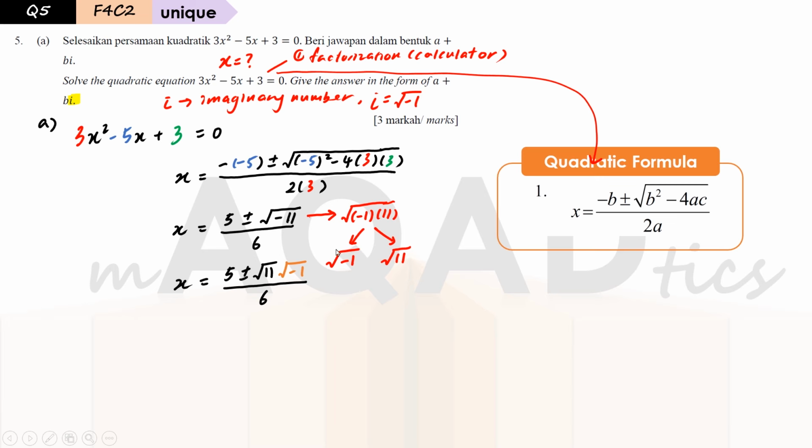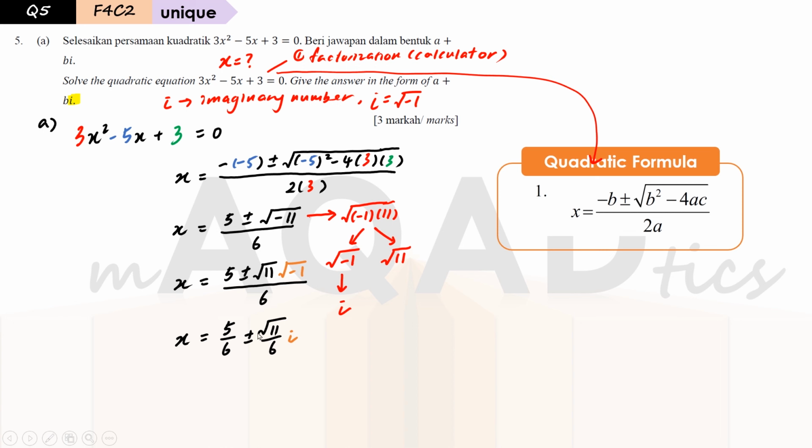And since we have square root negative 1, basically this value would become i. Right? So for the next line, now I have divided 6 with these two values here, the 5 and the square root 11. So it will be something like this. And then the square root negative 1 here, I can just straight change to i, which satisfies the form that is required, a plus bi. So this is the a, this is the b, and at the back is the i.